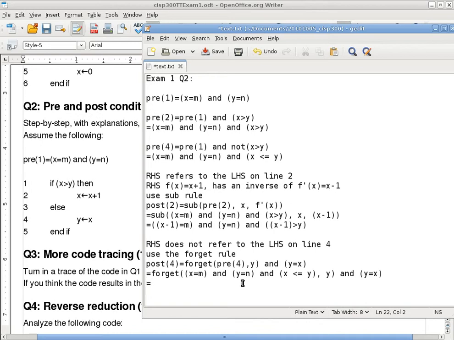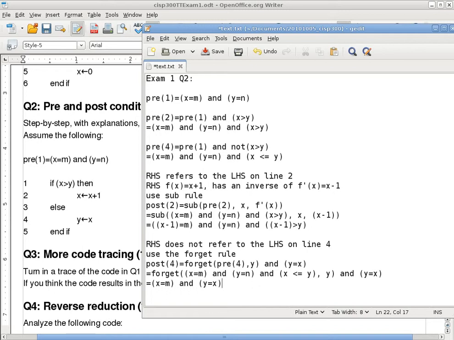And the forget operation will get rid of y equals n, as well as x is less than or equal to y, because both of those refer to y. So as a result, we only keep x equals m, and on top of that, we now know that y equals x. Is that okay so far? Kind of boring stuff, because at this point it should be fairly mechanical. You see this, you apply this rule, this is what happens, and that's the result.